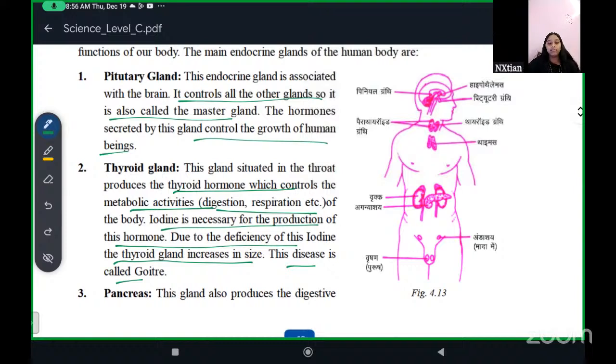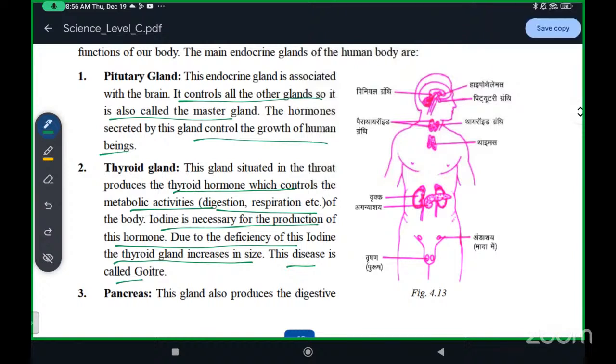Yes, Emil? There's also a thymus gland, right? What does that do? Can you repeat that? There's also a thymus gland. What does that do? It's mentioned in the diagram, but it's not mentioned in the listed glands. Okay, yes. One second.